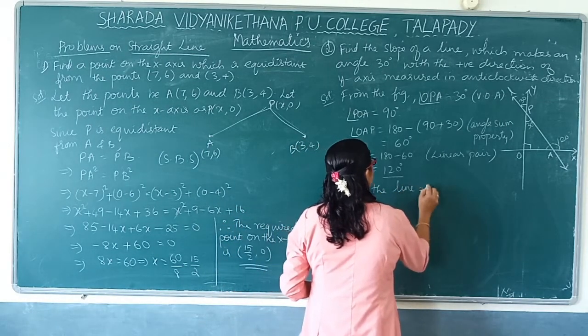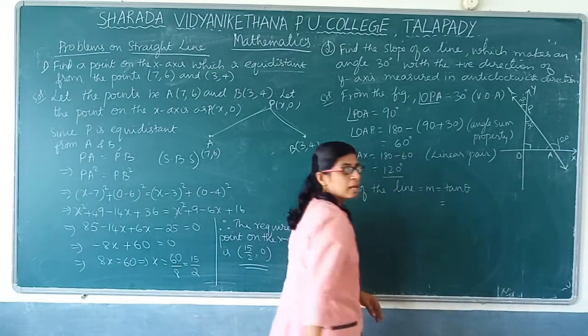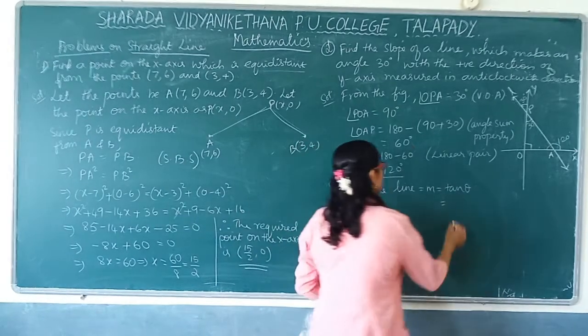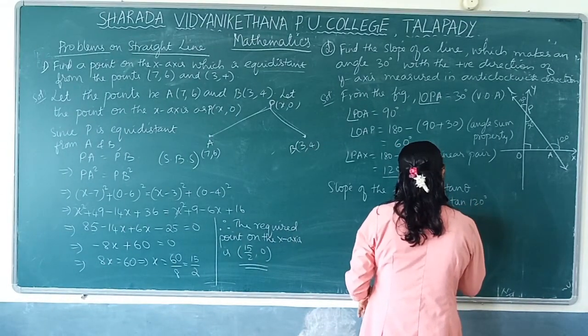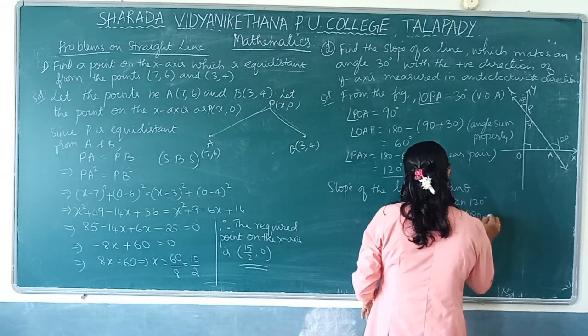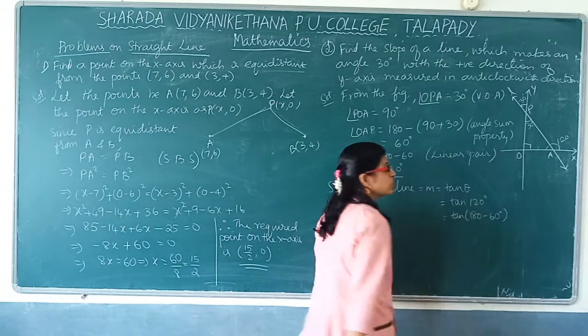what is the slope of the line? The formula we have whenever inclination is known: m is equal to tan theta. So it is tan of 120 degree. 120 degree you can write as tan of 180 minus 60 degree, correct? 180 minus 60 is 120 degree.